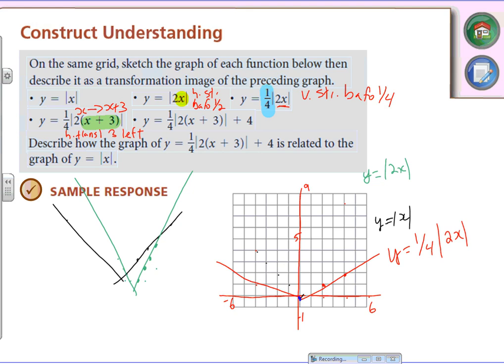So here's a point, 1, 2, 3. Take this point, 1, 2, 3. This point, 1, 2, 3. This point, 1, 2, 3. So that is our new one. That blue one there is y equals 1/4 absolute value of 2x plus 3. Oops, there we go.